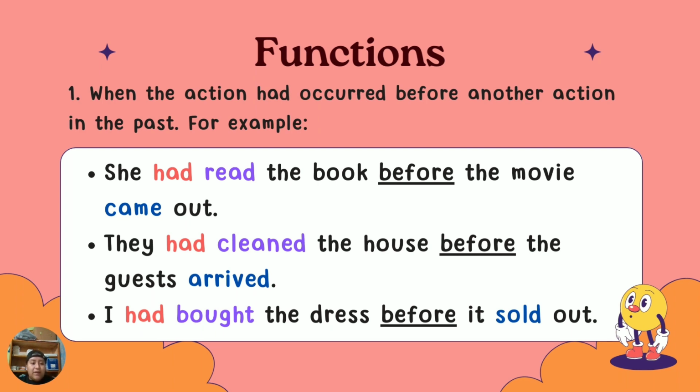For example, she had read the book before the movie came out. The first action is she had read the book, and after this, the second action is the movie came out. She is the subject. Had, the auxiliary verb. Read is the main verb in past participle. And the complements. Next example, they had cleaned the house before the guests arrived.